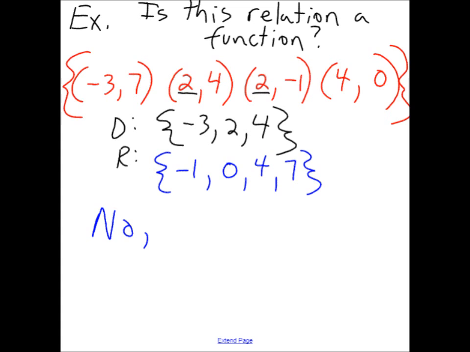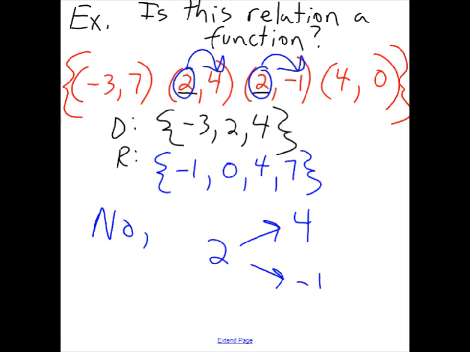Because for one x value of 2, basically when you have ordered pairs, it's saying I'm putting 2 into a function, 2 is my input, and I'm getting out 4. But I also again have the input of 2, and I'm getting out negative 1. So for one input of 2, I get 2 different y values or outputs, 4 and negative 1. So therefore, this is not a function because each input can only have one output. It cannot have 2. Okay? So that's how you look at ordered pairs to determine if a relation is a function.